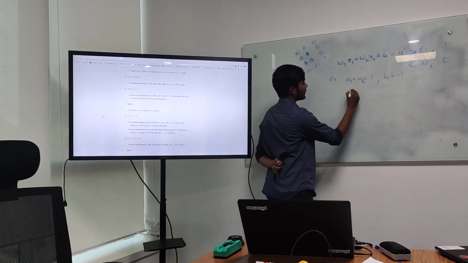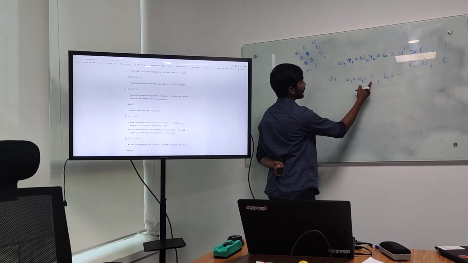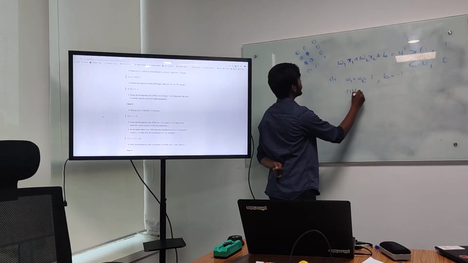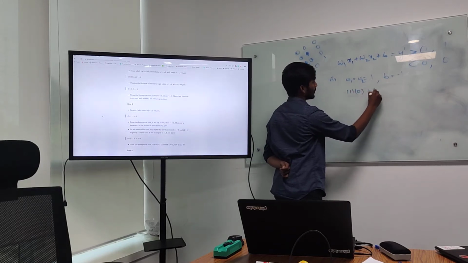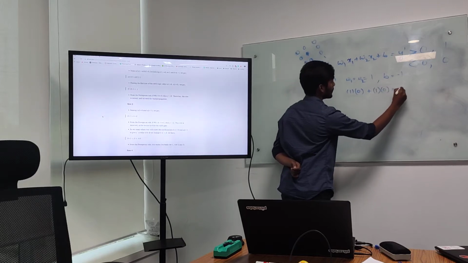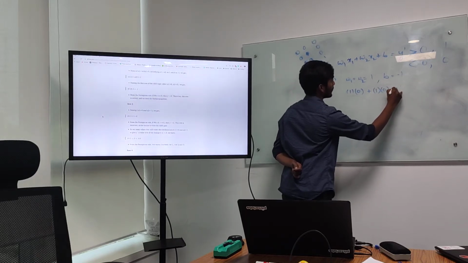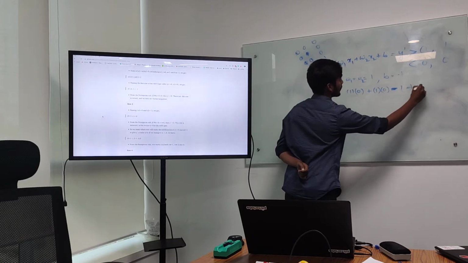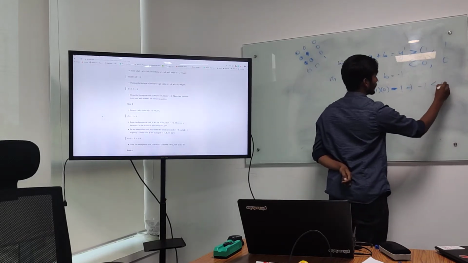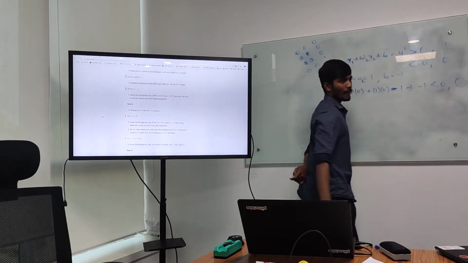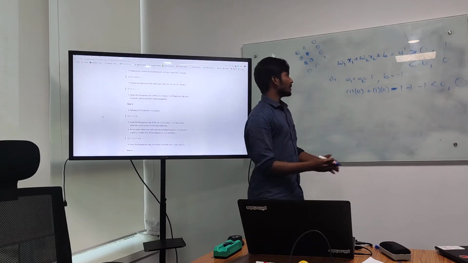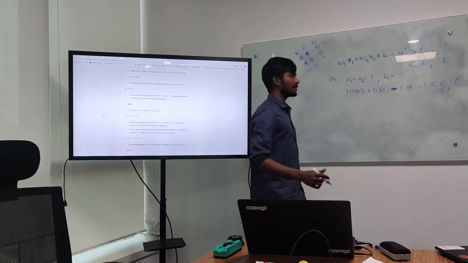So in my first one, W1 into X1. W1 was 1 into X1 was 0, plus 1 into 0 equals minus 1, minus 1 equals minus 1. So it was less than 0. Hence my output y dash is 0. This is correct, which means that I need not change my weights and biases.